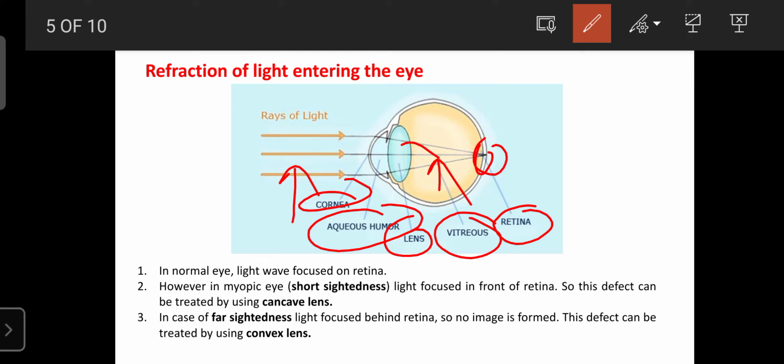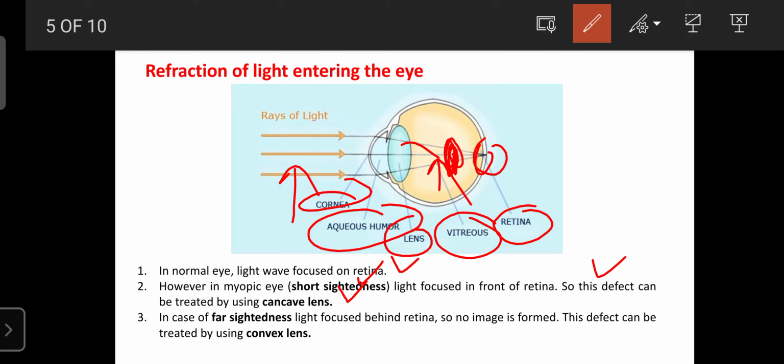In a normal eye, the light waves are focused on the retina, but in the case of the myopic eye, or short sightedness, the light is focused in front of the retina. This is one of the defects of the eye, and it can be treated by using a concave lens.